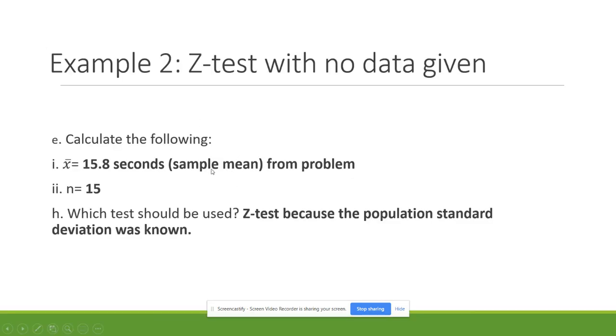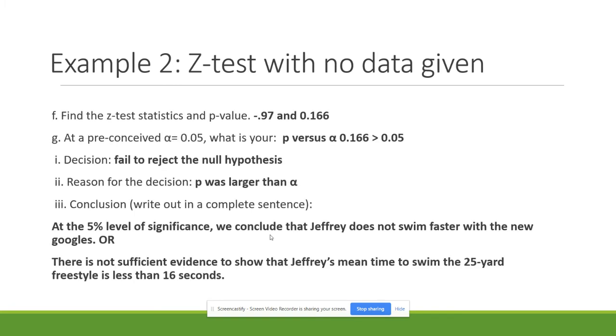So I was given the sample mean in the problem, the sample size. And again, I know it's a z-test because the population standard deviation was known. So what's your z-test statistic and p-value? So my z-test statistic is negative 0.97 and my p-value is 0.166. So I want to look at my p-value versus my level of significance.